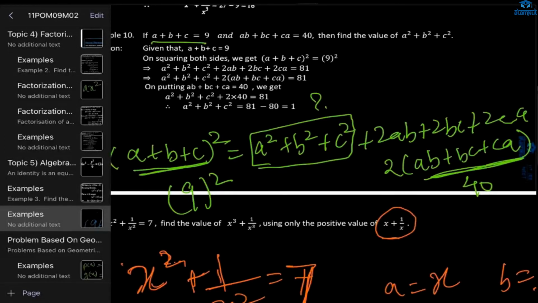Ma'am, I was thinking where 40 came from, and I was wrong. I had written the wrong question. Okay, no, 40 is from here: ab plus bc plus ca is equal to 40.